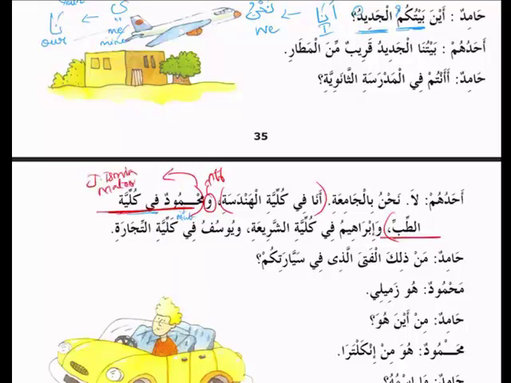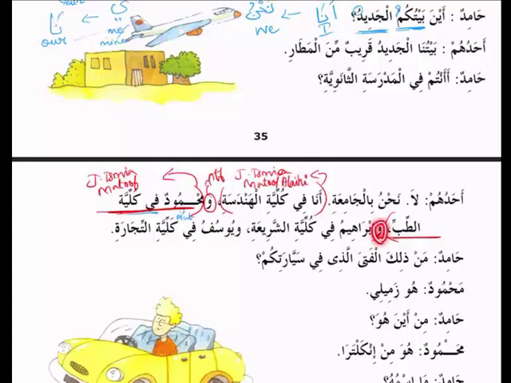This jumla ismiya, mahmudun fi kulliyati tib, will be matuf. This will be matuf upon what? What is the matuf alayhi? This jumla, ana fi kulliyati handasati. This is one jumla ismiya, isn't it? This is the jumla ismiya which is also the matuf alayhi. Okay. So that's how you will connect the sentences.